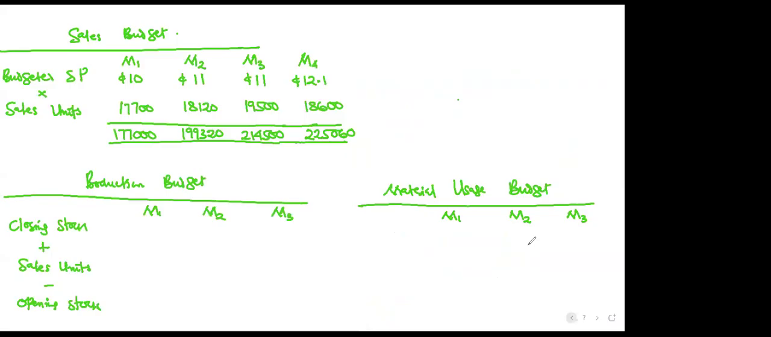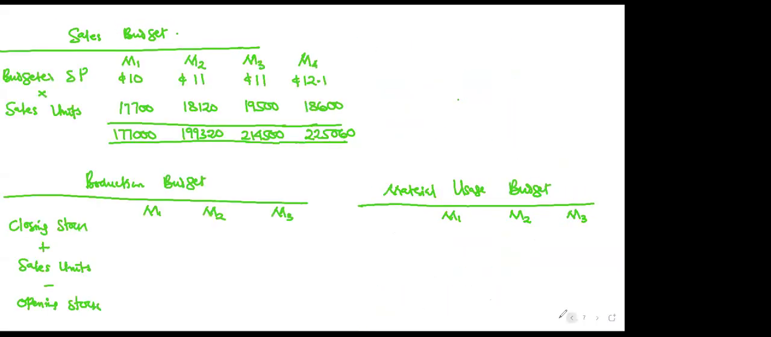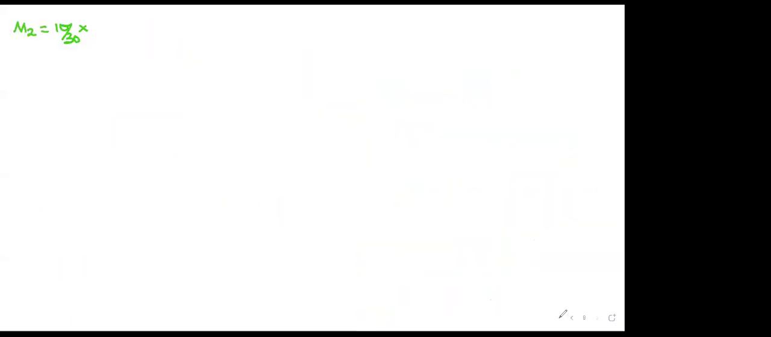Month 2 sales is what? 18,120, right? Yes, sir. 18,120. Let's go and work month 2. Month 2 will also be 10/30 of month 3 sales. What is month 3 sales? 19,500. Thank you.